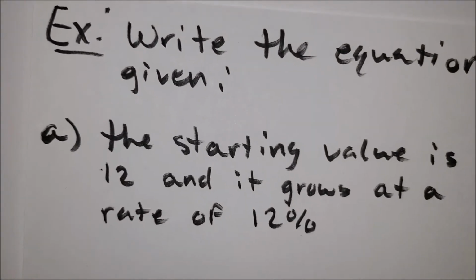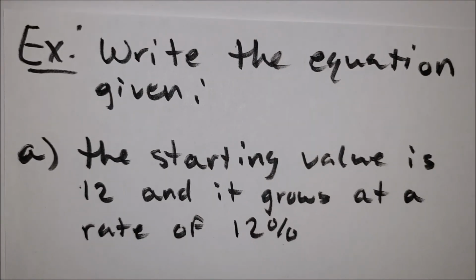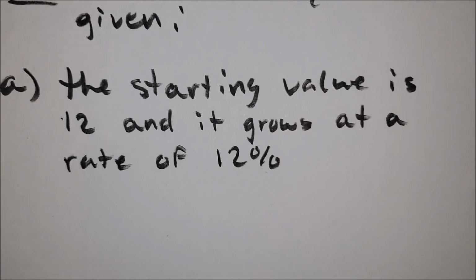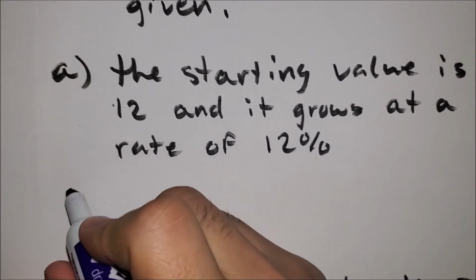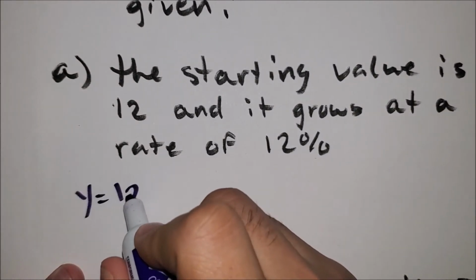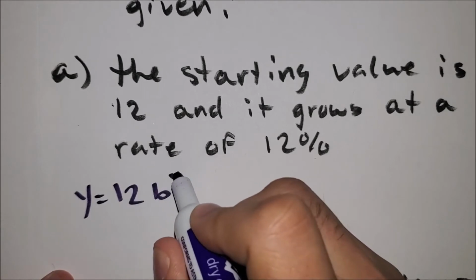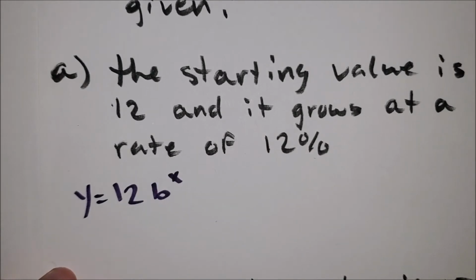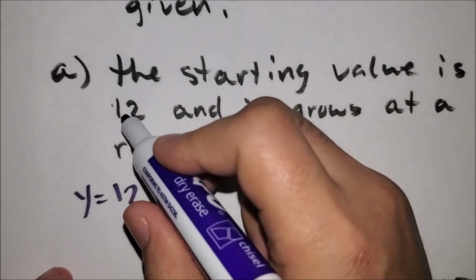So let's look at some a little bit more difficult problems. These two problems that I'm going to be showing are where we write the equation given a little bit of information. So here we have the starting value is 12, and it grows at a rate of 12%. So we can start here with y equals 12 times b to the x. And we need to figure out what b is. We know a because that's our starting value.